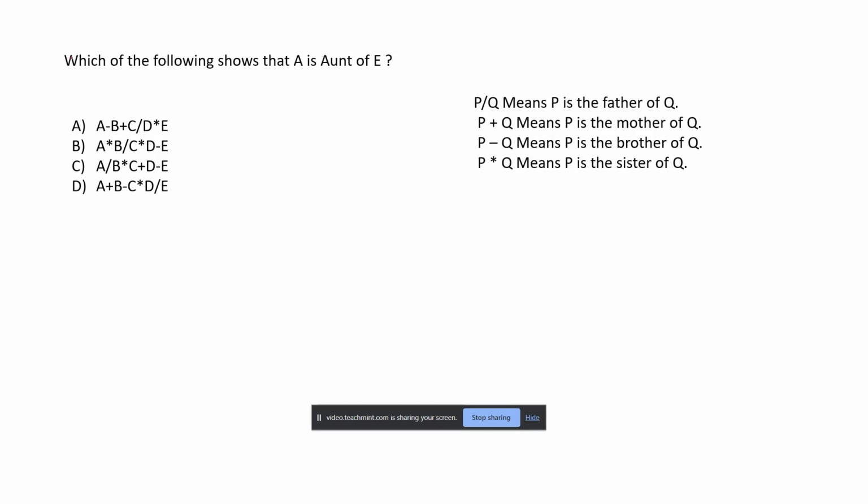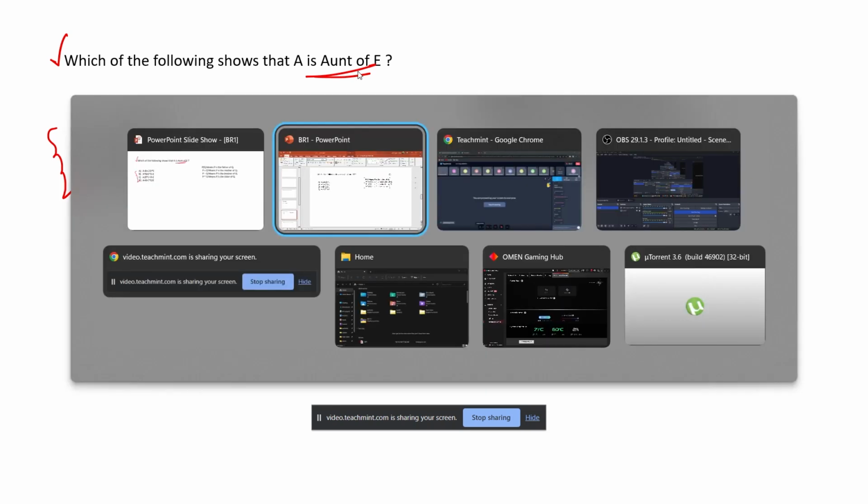Now, all of you, please solve this problem. Solve these four equations and tell me which of those equations indicates that A is the aunt of E. That's what you need to find out here. I will check if anybody has any doubts. Otherwise, I will give you the problem. Just wait.